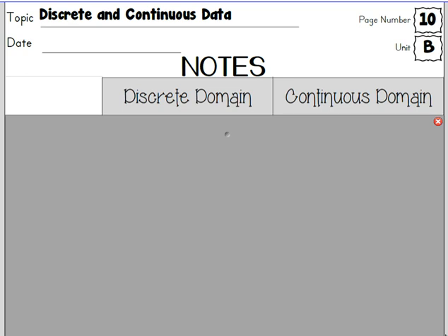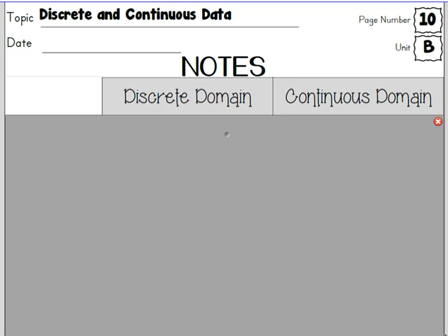Today we are continuing our look at relationships, and we're focusing on discrete and continuous data today. So if you'll write that in the topic section of your notes as well as today's date. And this will be page number 10 of Unit B.